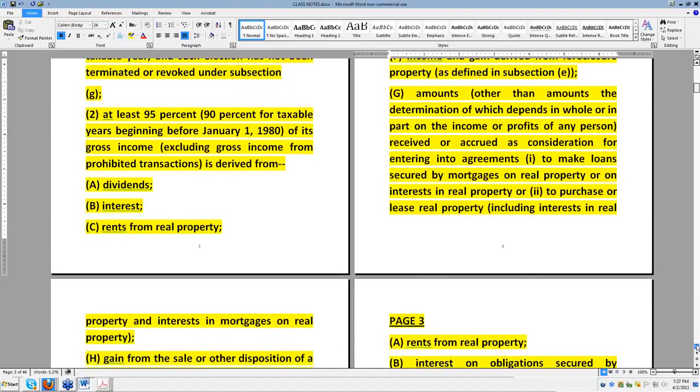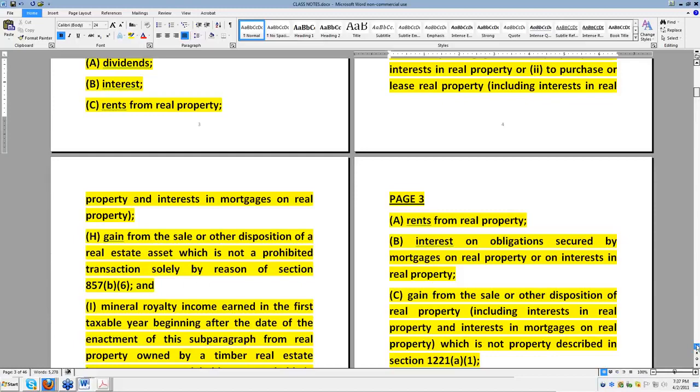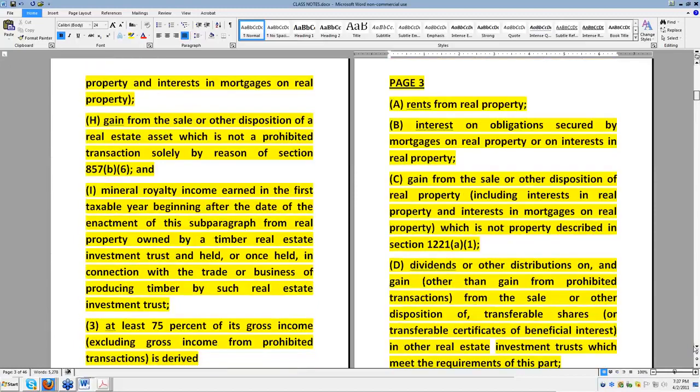H, gain from the sale or other disposition of a real estate asset, which is not a prohibited transaction solely by reason of section 857(b)(6), and I, mineral royalty income earned in the first taxable year beginning after the date of the enactment of this subparagraph from real property owned by a timber real estate investment trust and held, or once held, in connection with the trade or business of producing timber by such real estate investment trusts.